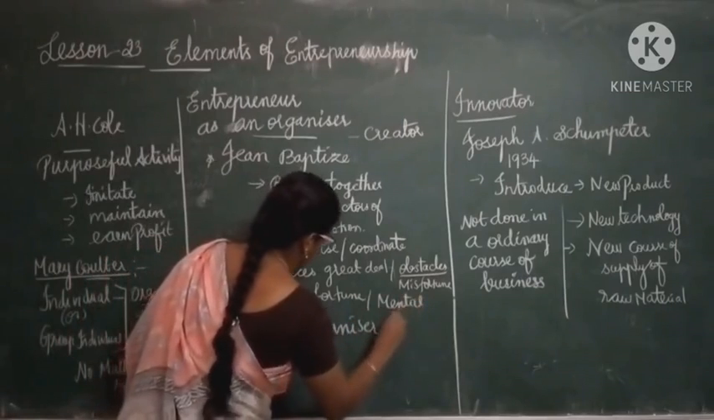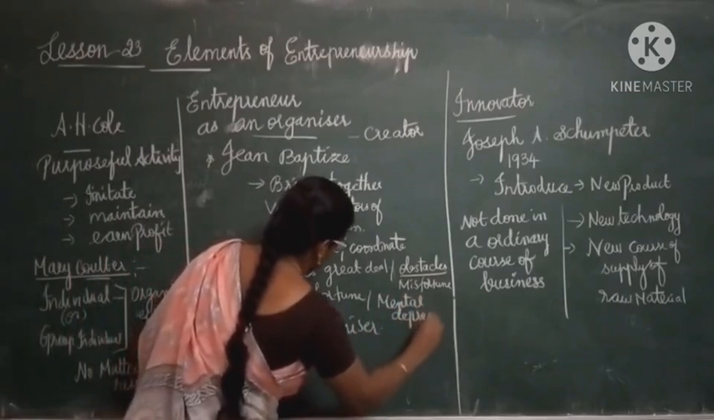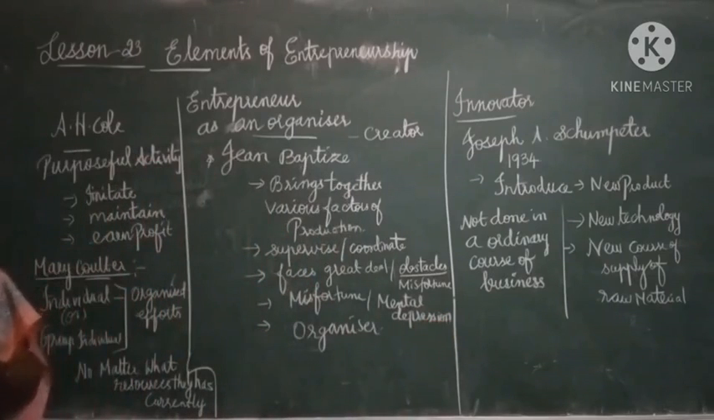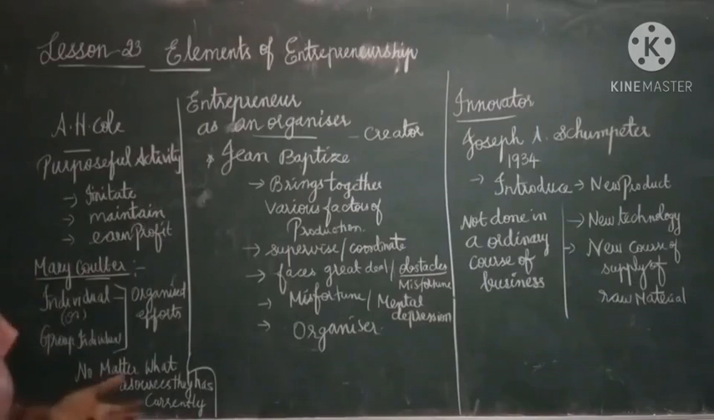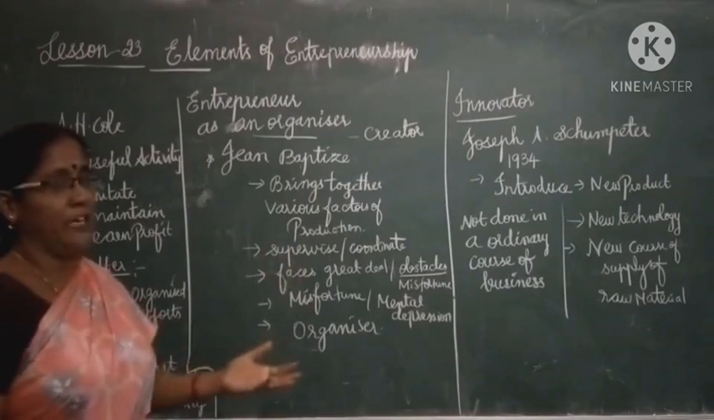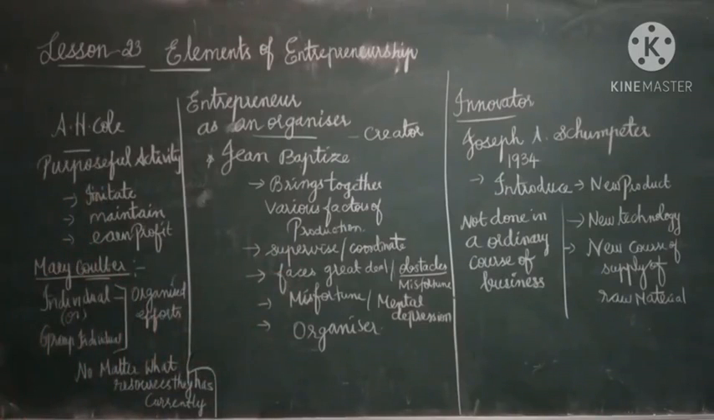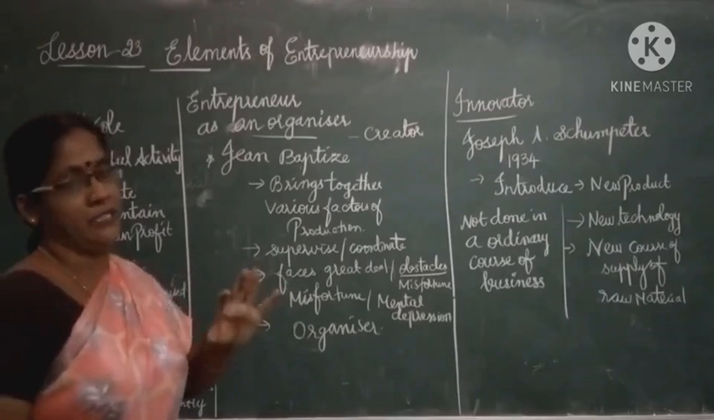Mental depression. He will be mentally disturbed because of business tension. Many persons are going through this and taking wrong decisions, isn't it? The entrepreneur has such pressure in their business. So mental depression, and also they are going to create a new product, isn't it?